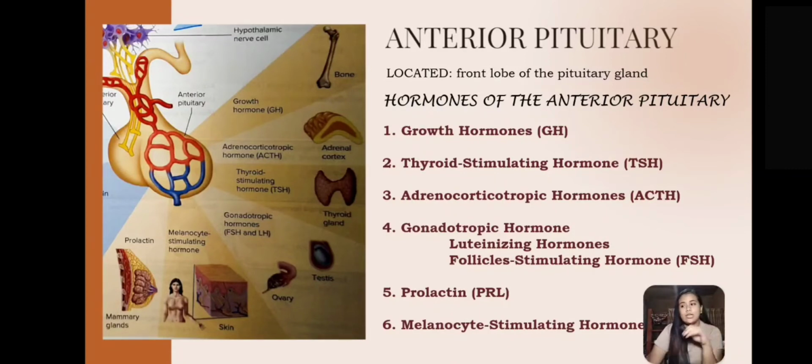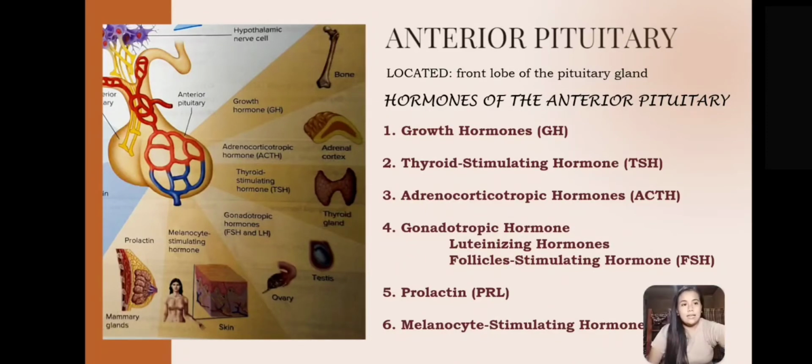This MSH synthesizes melanin, which we are all familiar with. Melanin is what gives us pigmentation, and it protects our skin from the UV damage of the sun. So those are the hormones of our anterior pituitary.